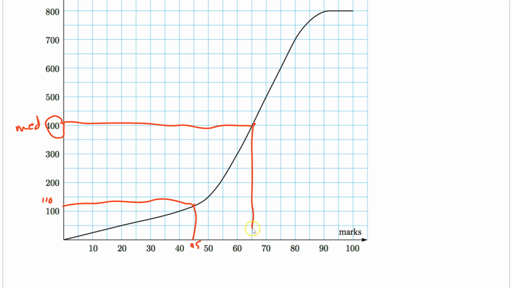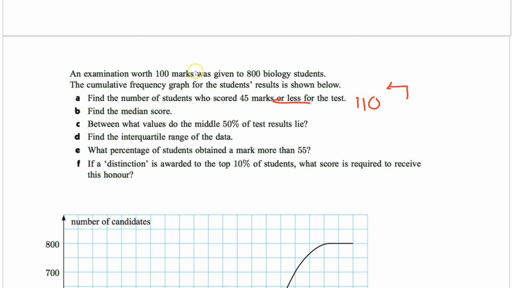And go down. And I get 65. So 65 marks is the median score.